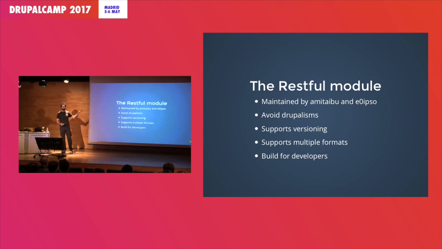And those are some of the main focus points of the module. It tries to avoid Drupalisms. That means in the output you will not see field, language none, multiple nested arrays. That's not what you expect from this module. It supports versioning, so you could have multiple versions of the same endpoint. It also supports multiple formats. You can have a JSON output or an XML output or other options. And it's also built for developers, so by default it doesn't do too much. You have to write your own code to make it work.